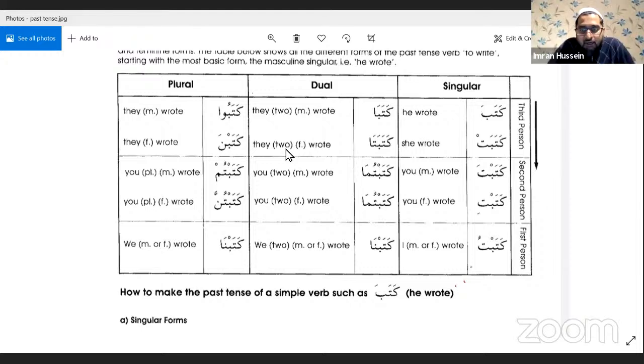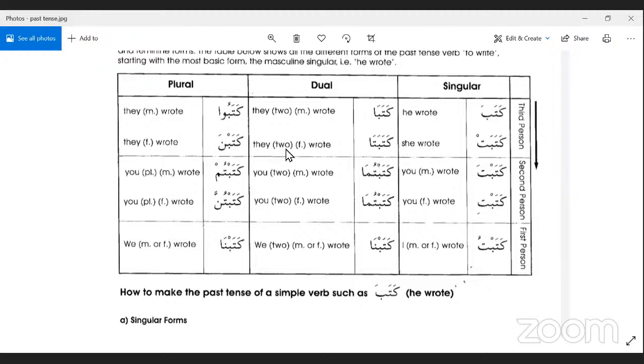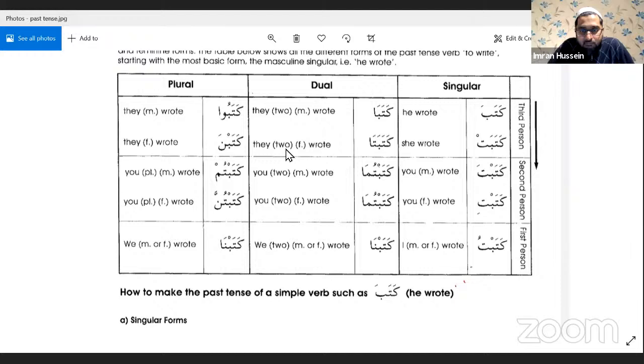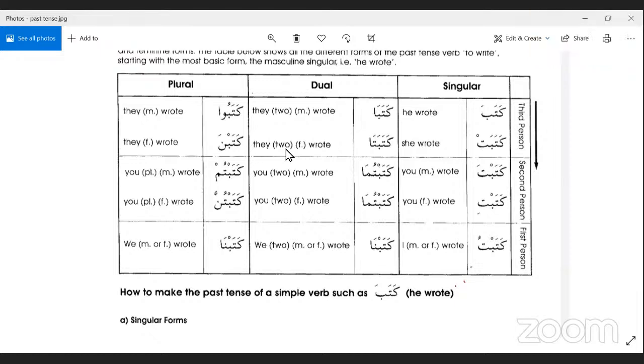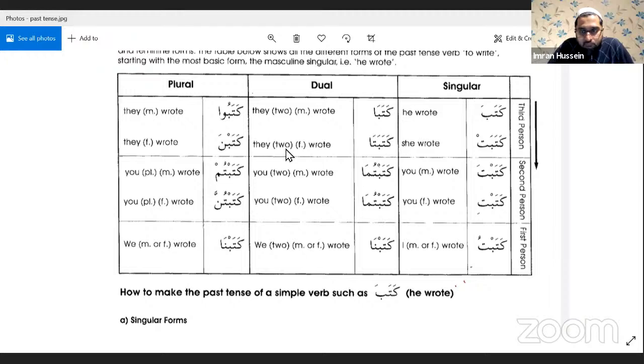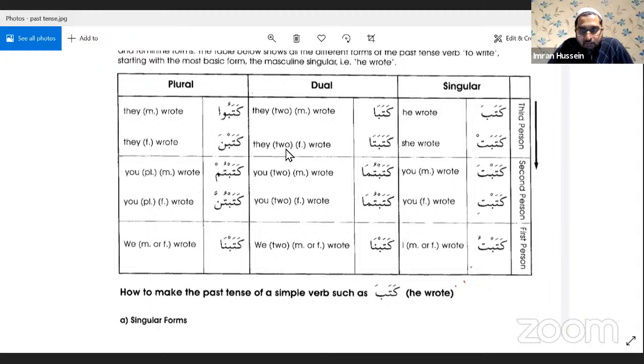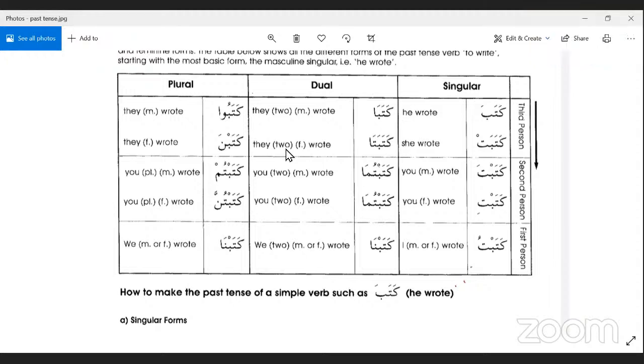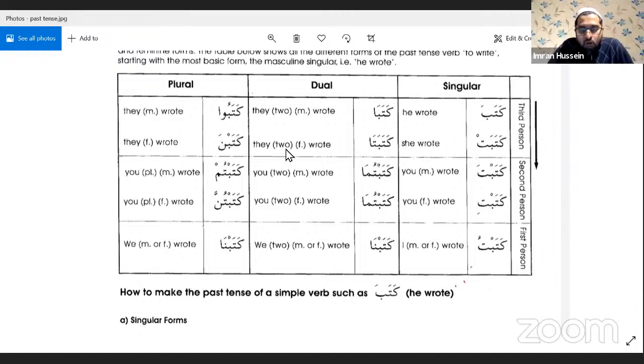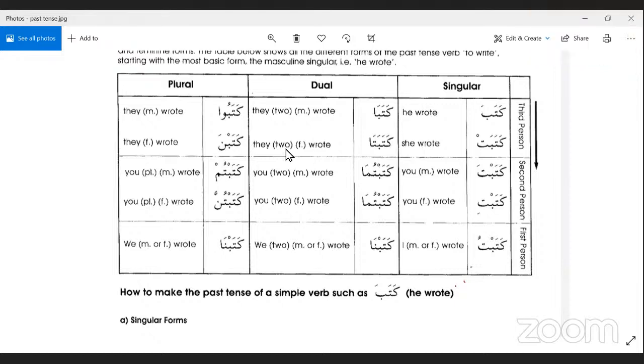MashaAllah. Excellent. How do we say now in Arabic, sister? She ate. Akalat. I ate. Akaltu. We ate. Akalna. They all boys ate. Akalu. You, one male, ate. Akalta. You, one female, ate. Akalti. You, all females, ate. Akaltunna. You, all boys, ate. Akaltum. Last question. You both, male or female, ate. Akaltuma. Excellent.